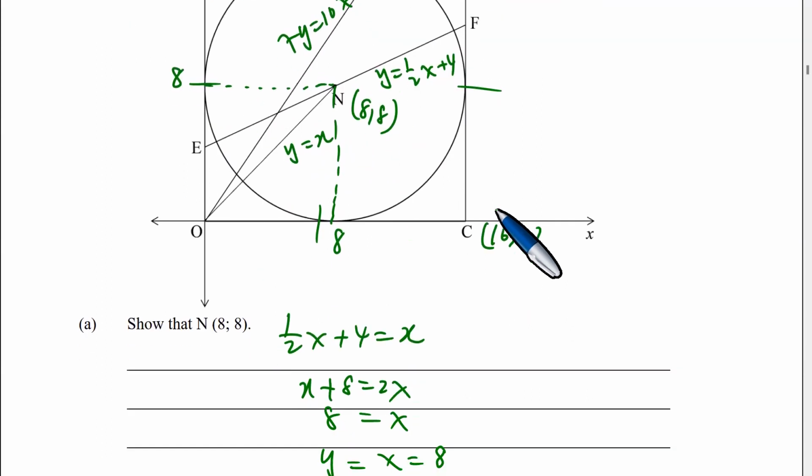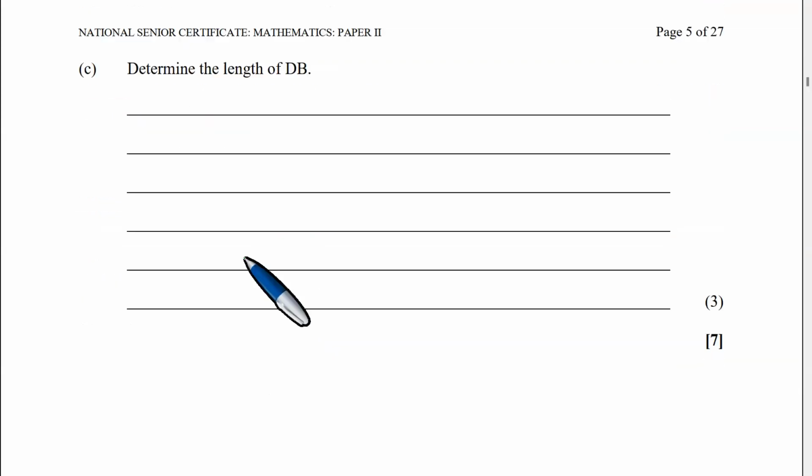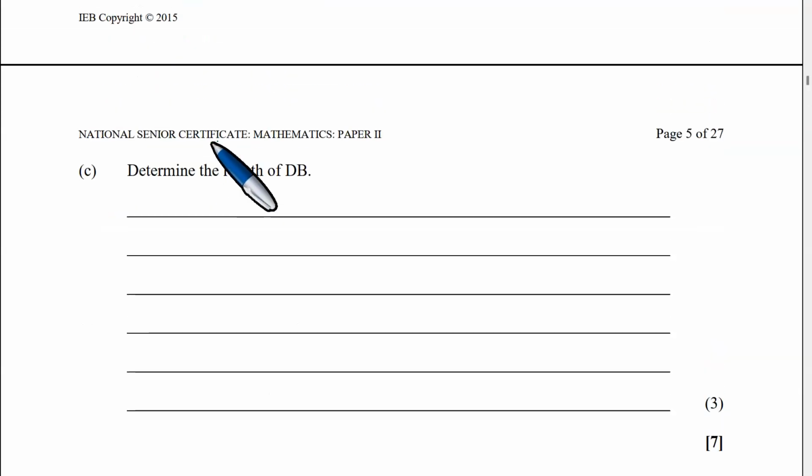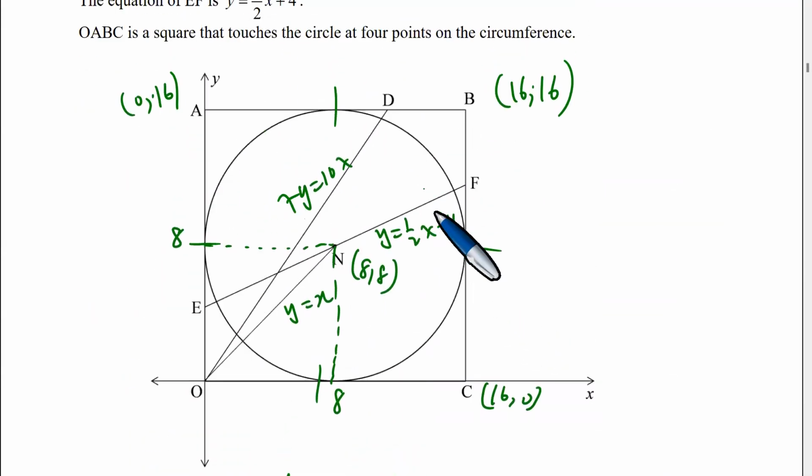So what are the coordinates of B? We've already seen that the coordinates of B, you need to write down, no explanation, are 16, 16. Next. Determine the length of DB. Let's check DB. So to find the length of DB, what would we do there?